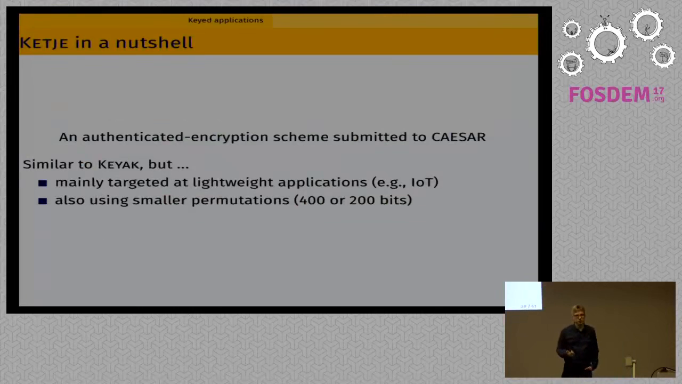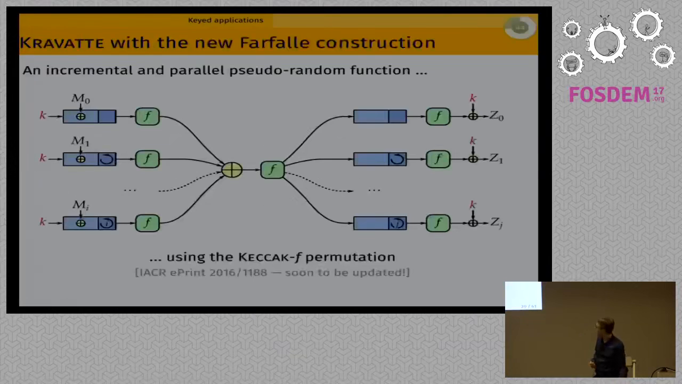Then we submitted a second proposal to the Caesar competition called Keyak. It's again based on Keccak, but it's sufficiently different from Keccak to deserve a separate submission and separate name. Ketje has fewer features than Keyak, but it's also simpler and targeted at lightweight applications like the Internet of Things, and you can instantiate it with smaller permutations, 400 and 200 bits, so that it can be really small in hardware or in embedded software.